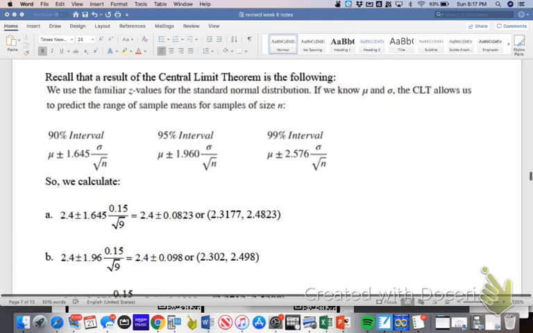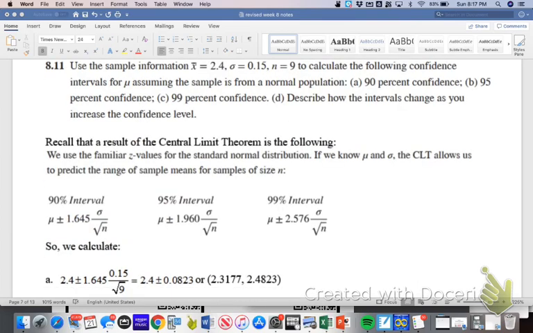So let me get the problem back up here. So like part A, for example, I got the 2.4 is right there. And the 1.645 came because I wanted a 90% confidence level. Then the 0.15 came from here, and the n value came from right here.